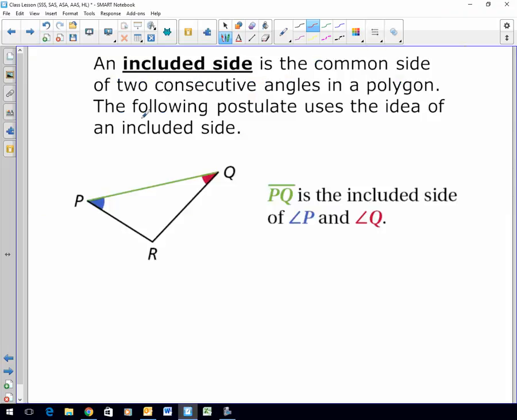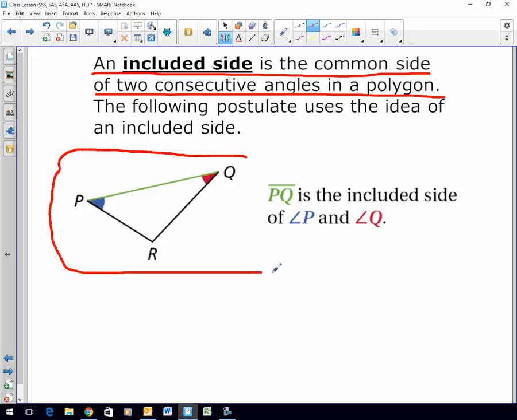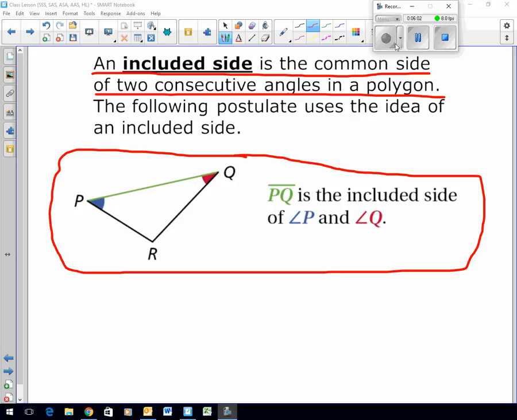Next, I'm going to have you write down pretty much this whole slide. An included side is the common side of two consecutive angles in a polygon. In triangle PQR, the side PQ is included between angles P and Q. Think of the sides of the triangle like a road you have to walk down to get from one angle to another. If I had to go from angle P to Q, I would walk down this road, PQ. That's the included side, the side between the angles.